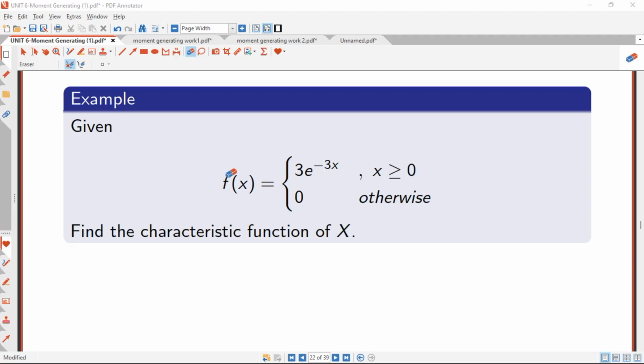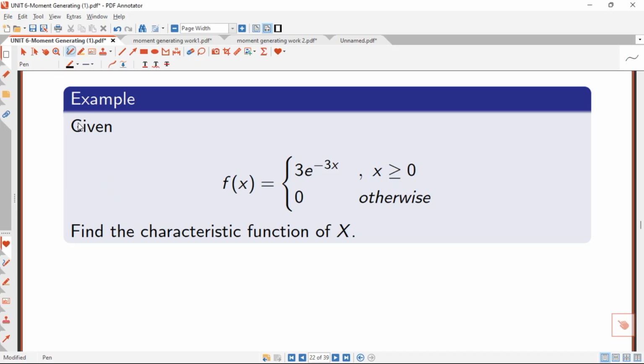Given that f of x is equal to 3 times e raised to the power -3x, where x is greater than 0 and 0 otherwise, find the characteristic function of x. So this is basically a continuous random variable, since we have x greater than or equal to 0, right? So we are going to calculate the characteristic function, which is very simple. It's the same thing we did under the moment generating function.